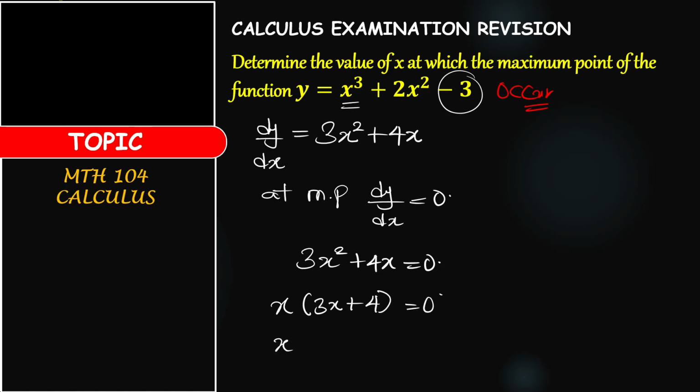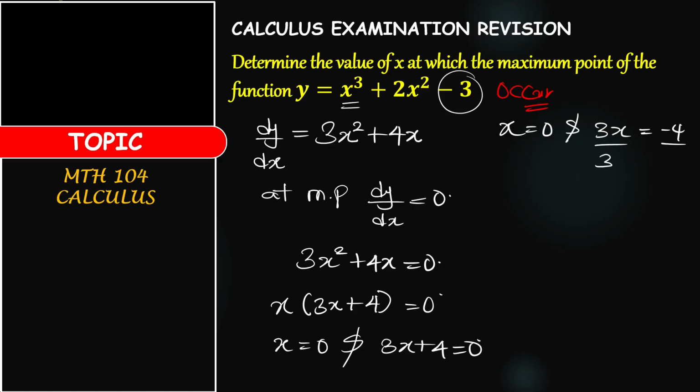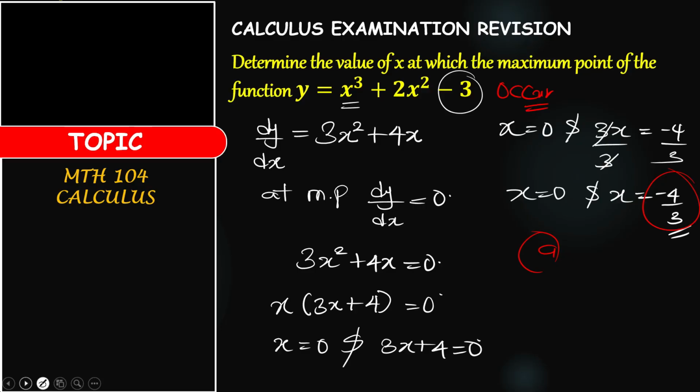So the first value is when x is equals to 0, and the second one is when you have 3x plus 4 is equals to 0, and x is equals to 0, and 3x is equals to minus 4. Divide both sides by 3, x is equals to 0, and x is equals to minus 4 over 3. So the correct answer to this question, there's an option there that says minus 4 over 3, which is option A. So you go with that option.